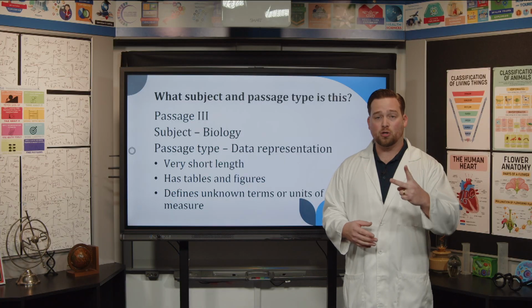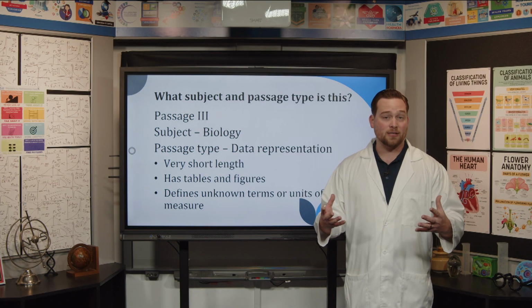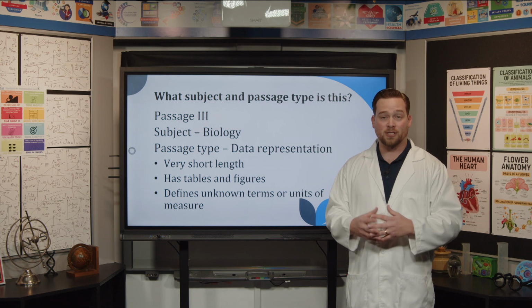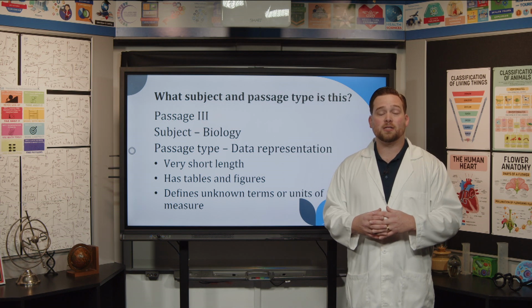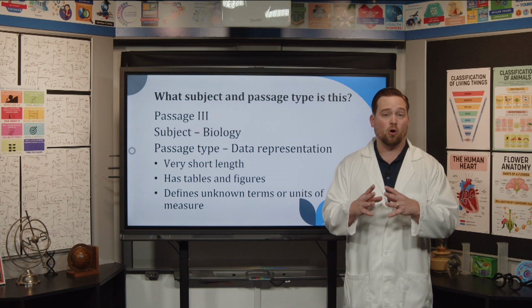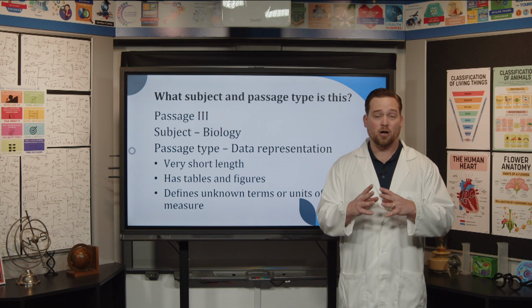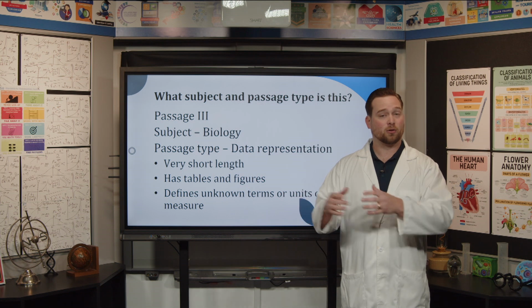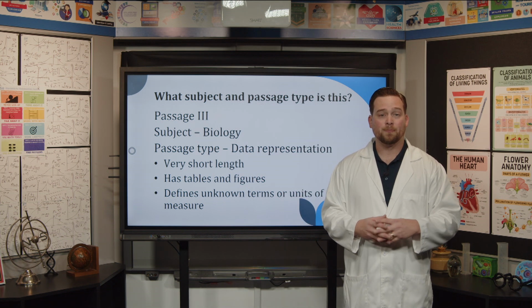What we could have come up with for this one, passage 3, the subject here is biology. Remember that there's always 2 biology sections in the ACT. This one was one of them. The passage type here is data representation. Well, I knew that because the reading was very short. There wasn't a whole lot of reading here. It's probably less than 100 words. It looked really big, but that was because there was a table and a figure. The reading portion was actually pretty short.